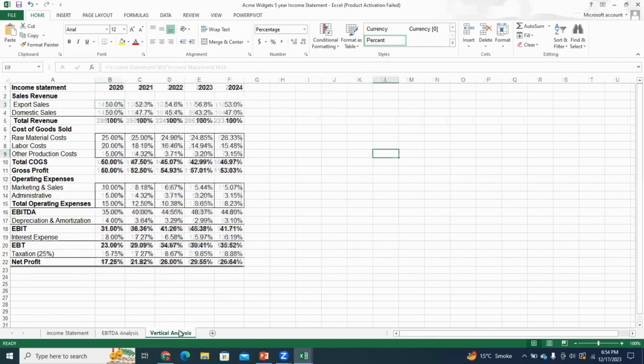The next sheet has a vertical analysis. This tells us what percent of sales the different income statement items are. I have export sales and domestic sales, my total revenue sales is 100%, and the others are percentages of that. We will be preparing these as well.